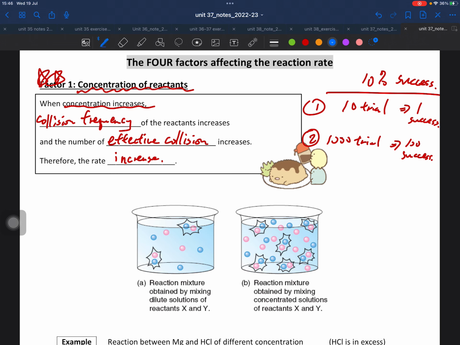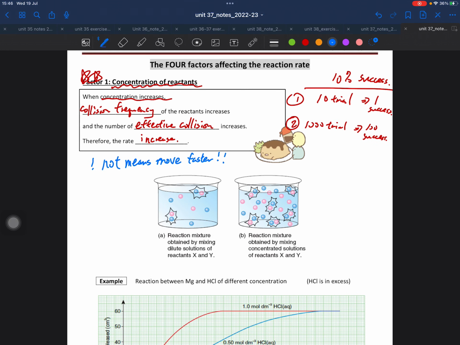But please keep in mind, you collide more frequently. It doesn't mean you move faster. You only get more chance, right? So just keep it in mind first. I will tell you later why this sentence is so important.